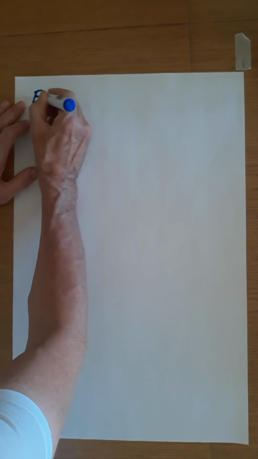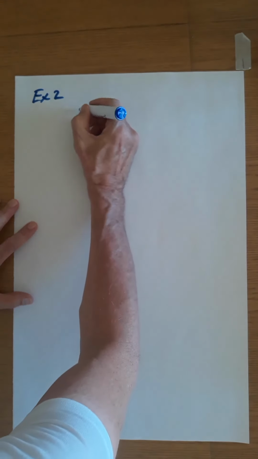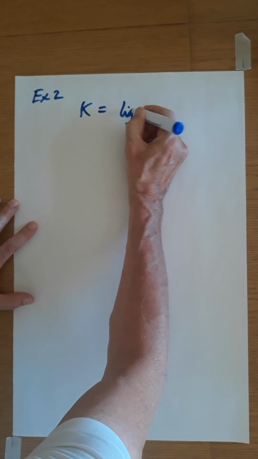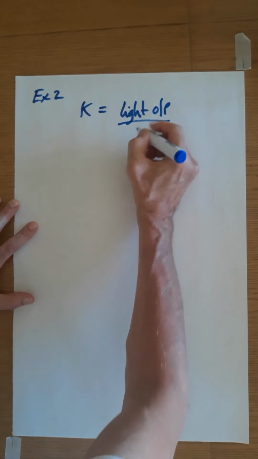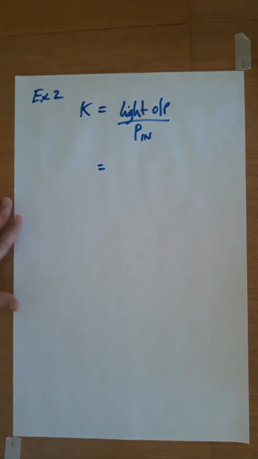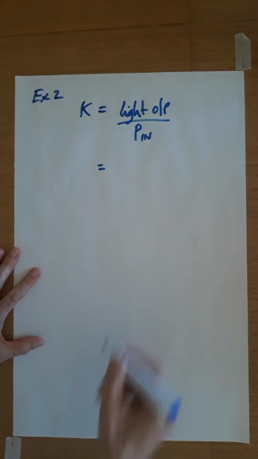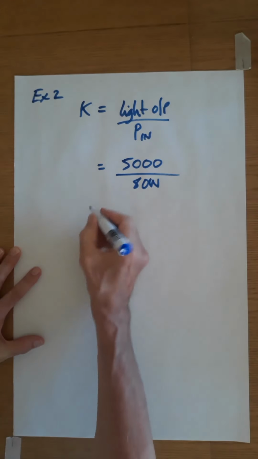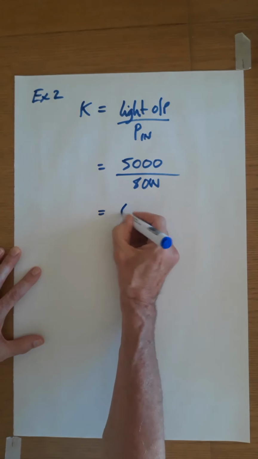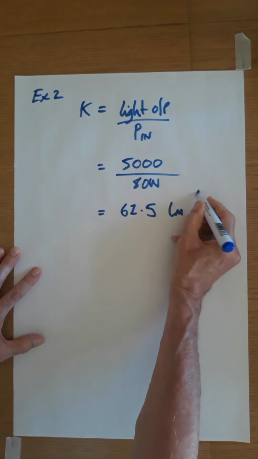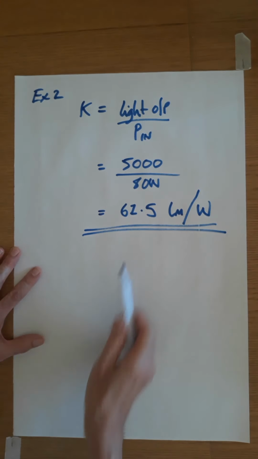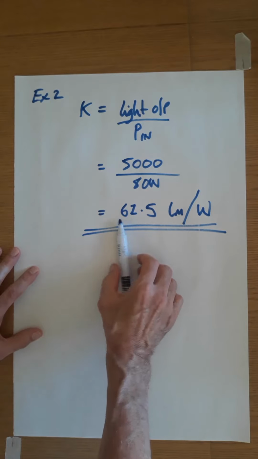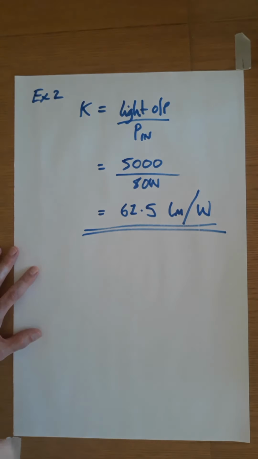So let's quickly look at example 2. I'll use a new sheet. So example 2, the efficacy is light out, so the output light divided by the power going in. And in example 2 it says there's a fluorescent producing 5,000 lumens and it has 80 watts rating. So the efficacy for this one is 62.5 lumens per watt. Okay, this is very typical, around 60 for a fluorescent tube. That's our standard typical mercury based fluorescent tube, and we'll pick up on that later.